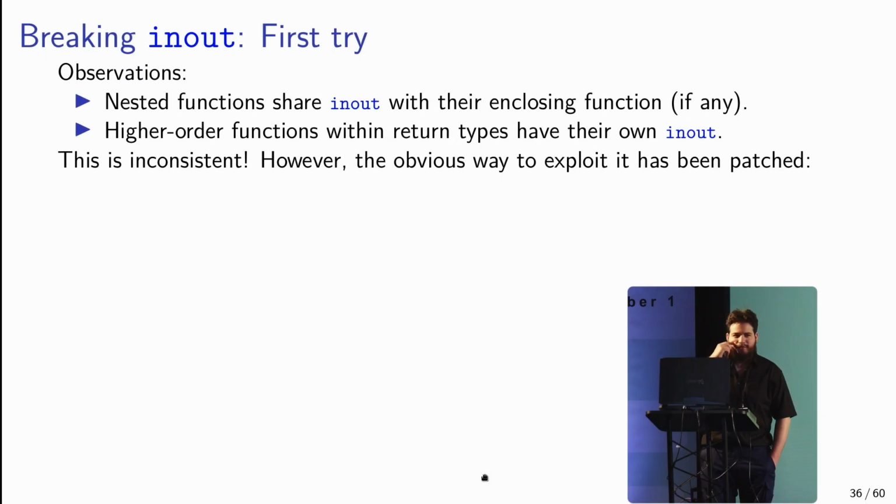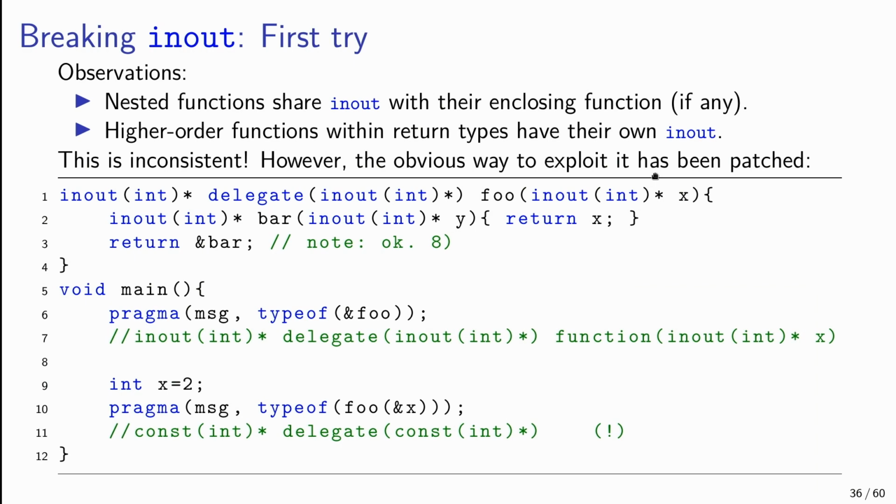So of course, if you don't like it, you try to break it. One observation I made is that nested functions actually share inout with their enclosing function, if there's any inout in the enclosing function. However, as you've seen, higher-order functions within return types have their own inout. This is inconsistent, and interestingly, the obvious way to exploit it has been patched. So here we have a bar. It looks like an inout function, but this inout here is actually the same as this inout here and this inout here. So because it returns inout int pointer, we can actually return the parameter of the enclosing function, and then we can return bar.